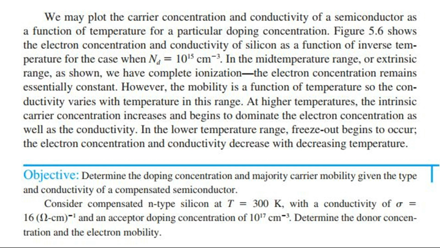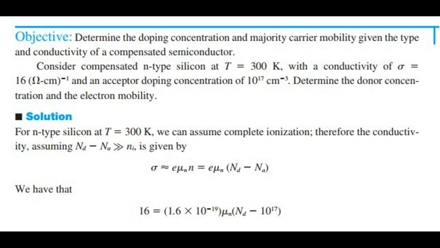Objective: determine the doping concentration and majority carrier mobility given the type and conductivity of a compensated semiconductor. Consider compensated n-type silicon at T equals 300 K, with a conductivity of 16 (ohm-centimeter) inverse and an acceptor doping concentration of 10^17 per cubic centimeter. Determine the donor concentration and the electron mobility.